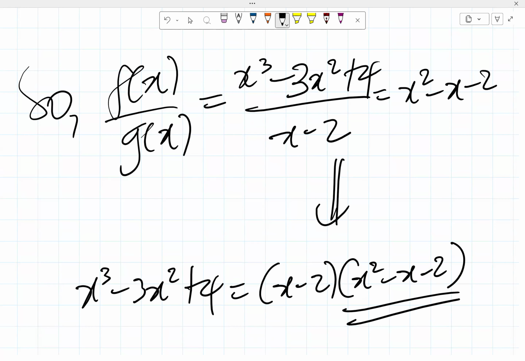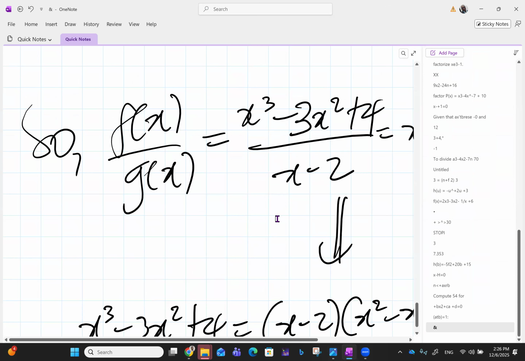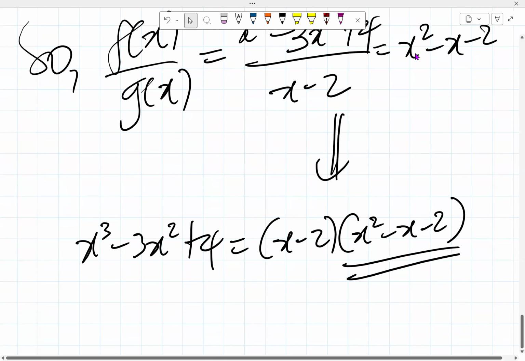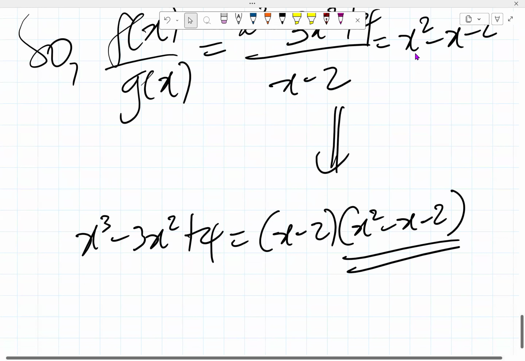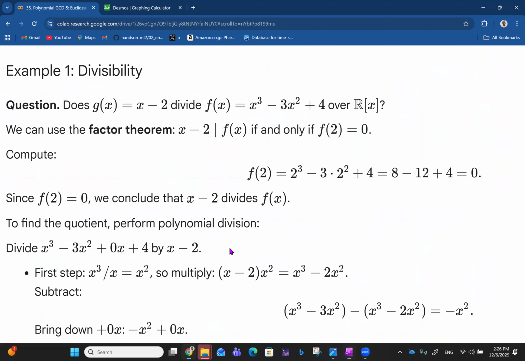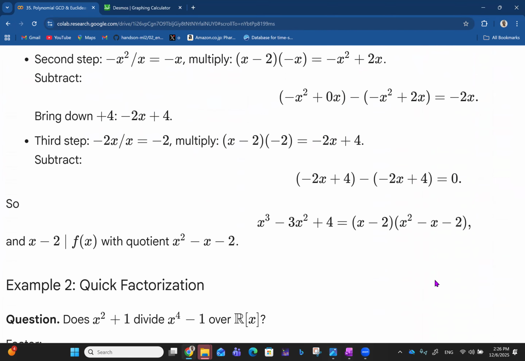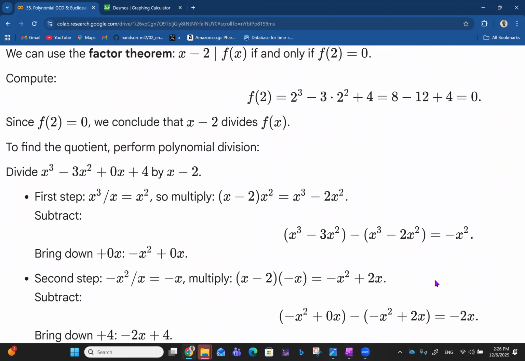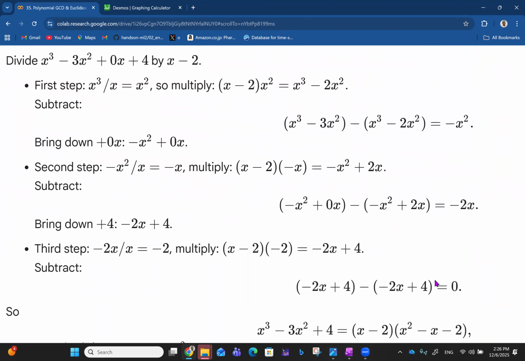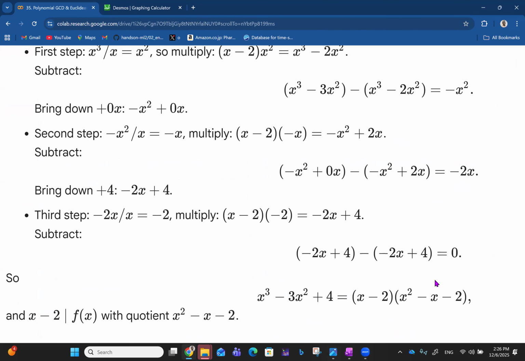Now, this is a quadratic expression which you can factorize further. But that's probably not the question we are answering. We have concluded already that g of x can divide f of x. And we have gone further to do something extra to find the quotient, which we're not required to do in the first place. This whole thing is explaining how the long division is done. So this may look clumsy.